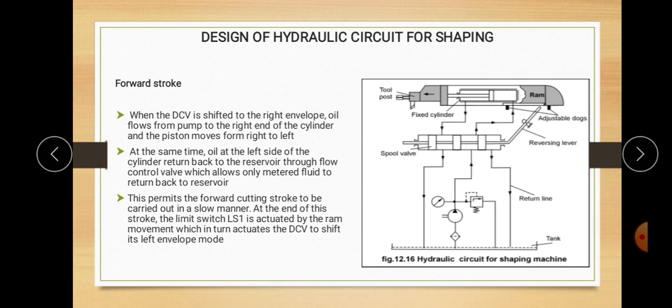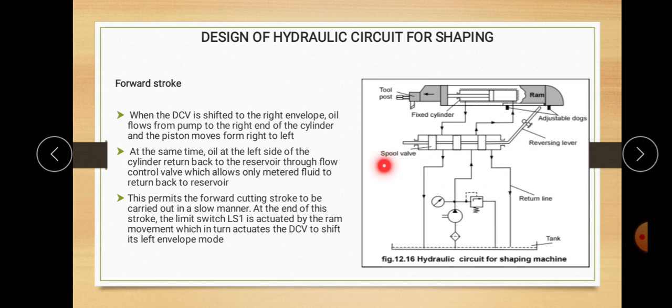So next we can see what a shaping machine is, and the functions carried out in shaping machines, and the design of the hydraulic circuit for shaping machines. Here we can see a tank. After the tank a filter is placed. After the filter a pump is placed. After the pump a pressure relief valve is connected in between the pump and the DC valve. Here a four-way DC valve is used.